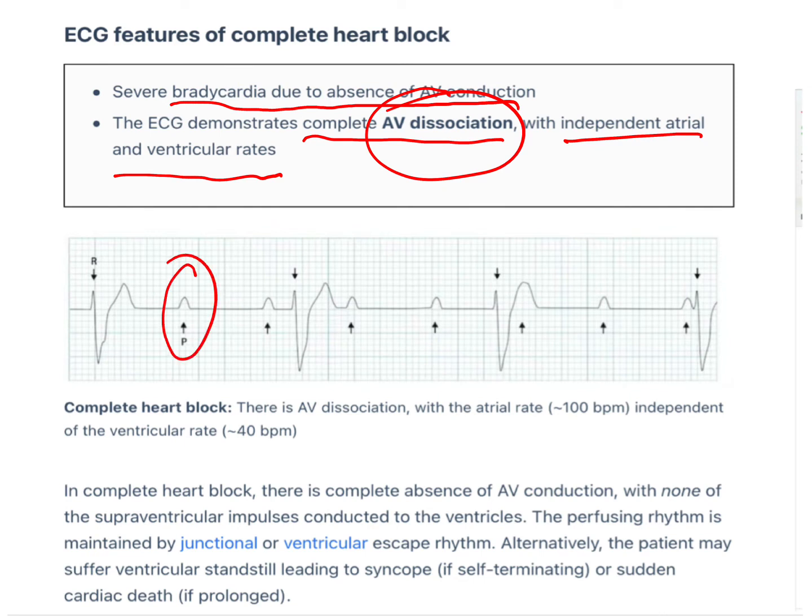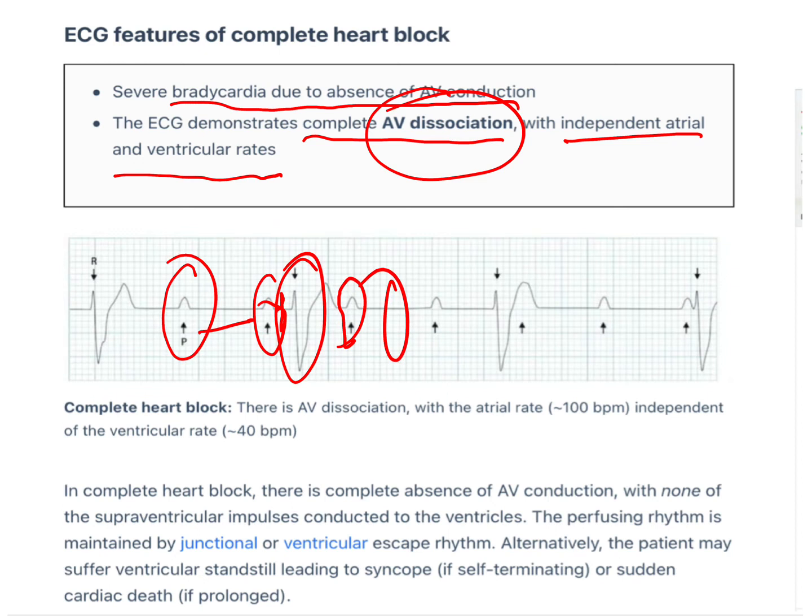Here we can see a P wave, there is no QRS complex. This P wave, there is no QRS complex. This is a QRS complex. Then again we have a P wave, there is no QRS complex. So they are totally independent of each other.